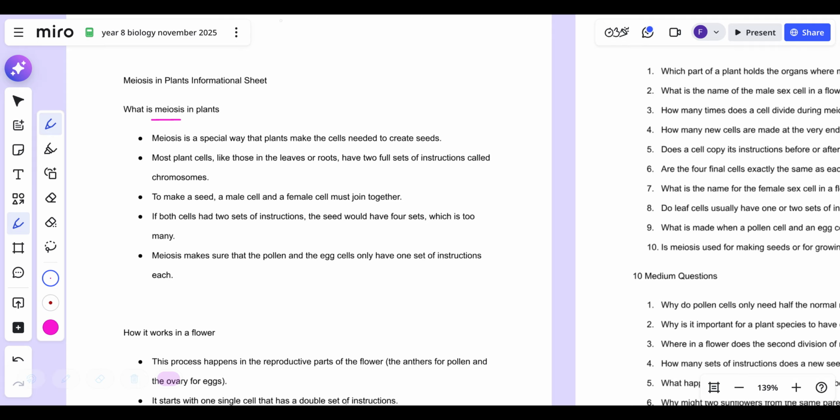I've lost the page. There we are. So we could pull eggs. So let's go through the technical part of it first. It's what a plant needs to do to make seeds. Okay.